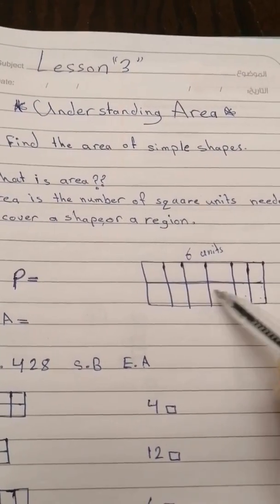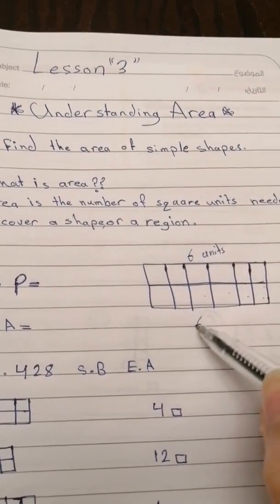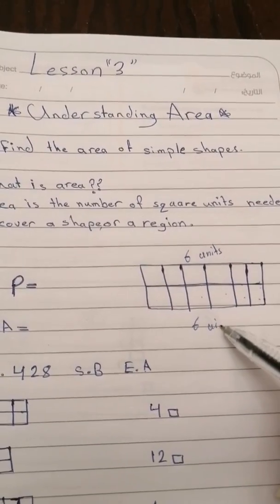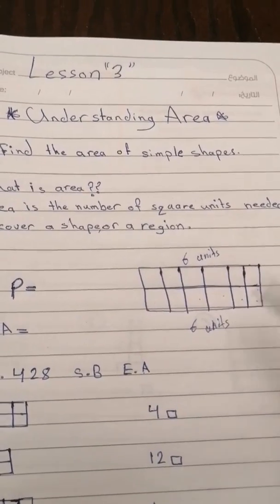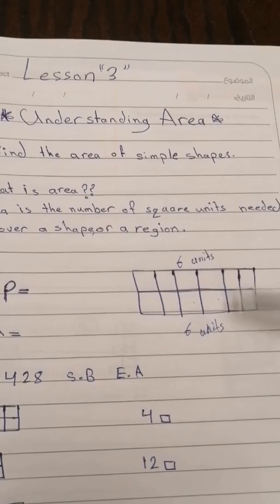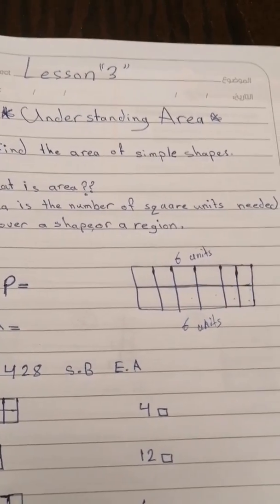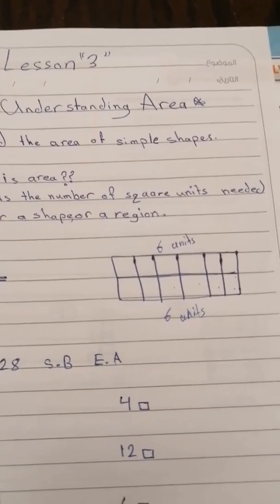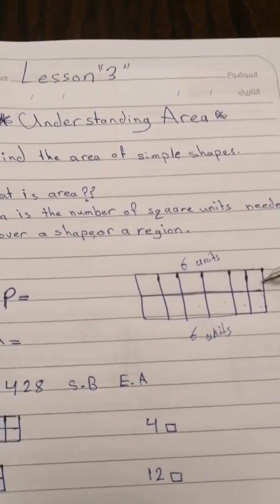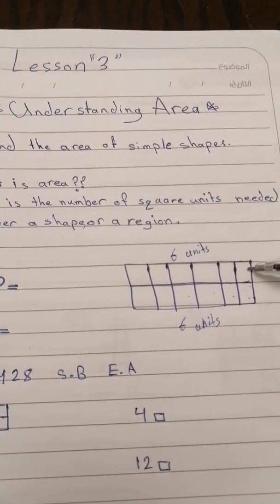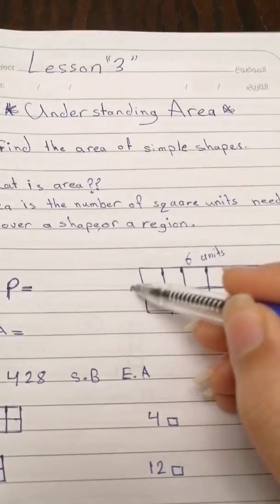And here 1, 2, 3, 4, 5, 6. It should be 6 also, because in a rectangle each pair of opposite sides are equal in length, right? And this side, how many units? 1, 2. So here 2 units.